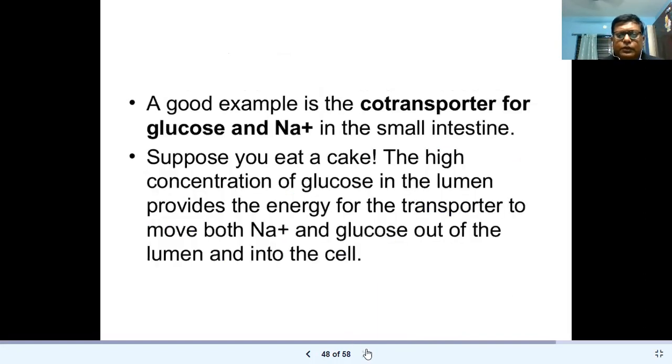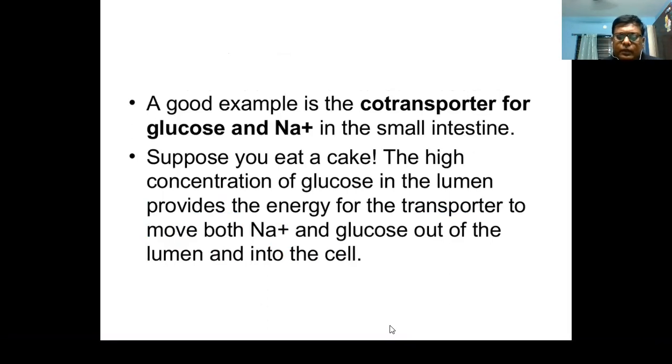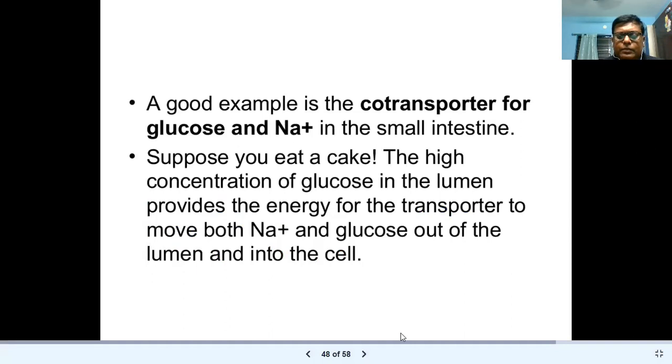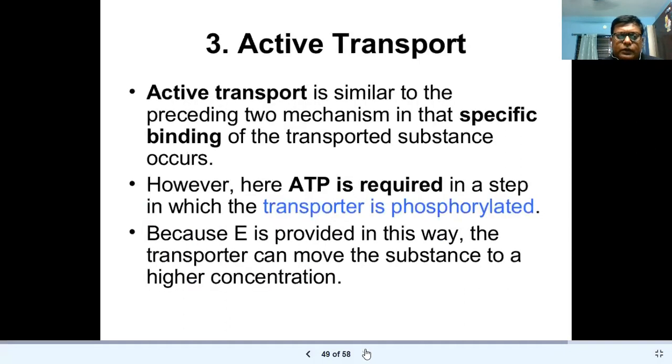An example is glucose and sodium. In the small intestine, when the glucose is binding to its receptor, that is the GLUT receptor, the adjacent sodium will also bind to the sodium receptor. Binding of these two molecules at the same time will facilitate the diffusion of glucose and sodium into the cell. This is actually an import type of co-transporter.